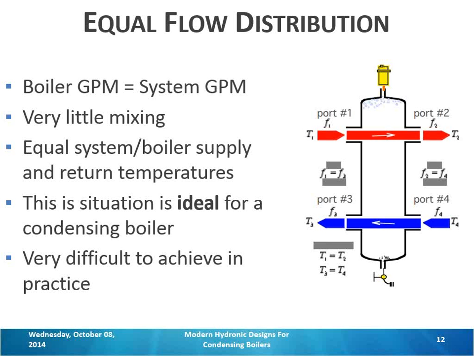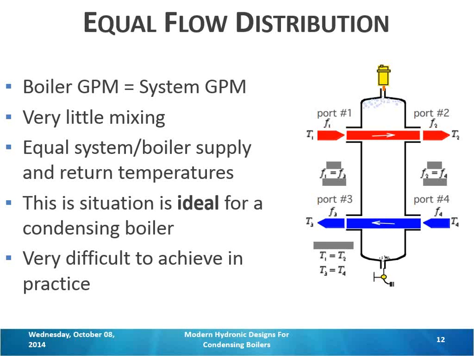So this is ideal in a condensing boiler plant. We're getting our coldest water back from the system, T4, right back to the boiler, keeping our return water temperature as low as it possibly can be. And we're also getting the hottest water temperature from the boiler out to the system. But again, it's very difficult to actually get this implemented in the field.